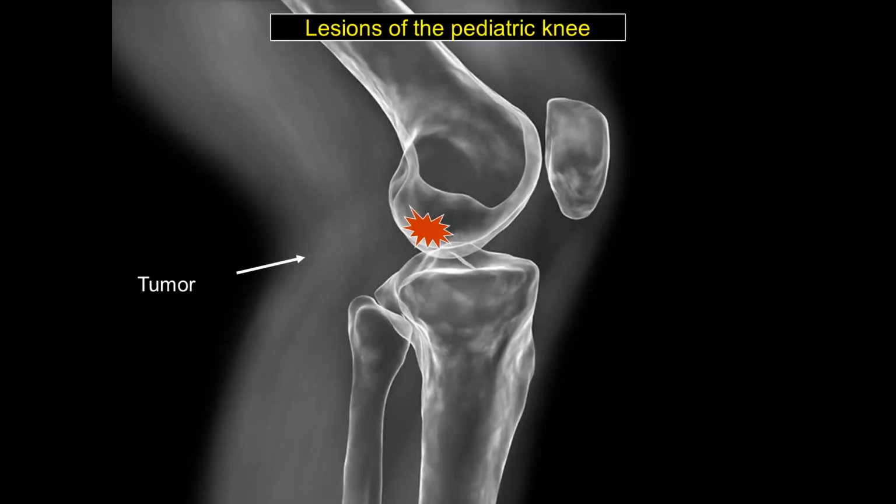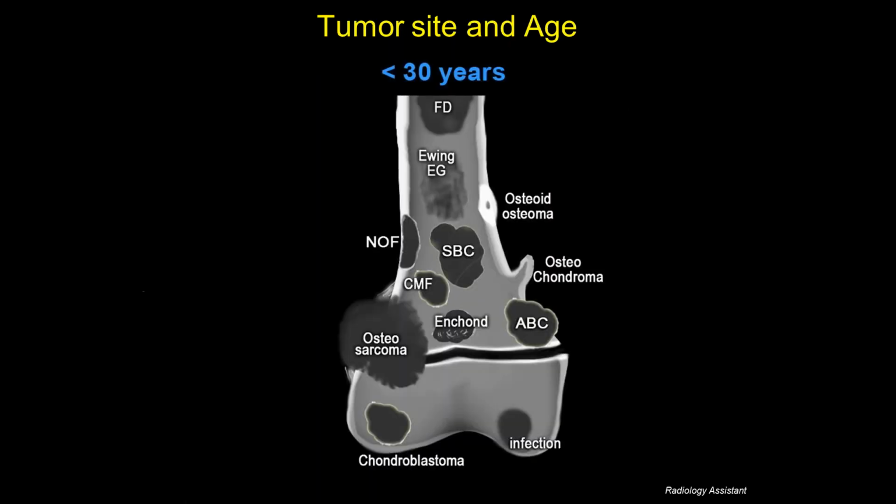All right, so the next category of lesions that we can see on MRI of the pediatric knee are tumors. Of course, there's a lot of things that we can tell about tumors, but I'll just stick to the basics or something that I find really important. And that is, in children, we have to be aware that the tumors that we're going to see are a little bit different compared to adults.